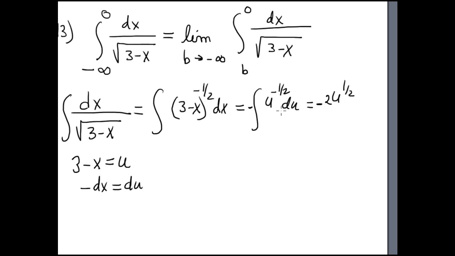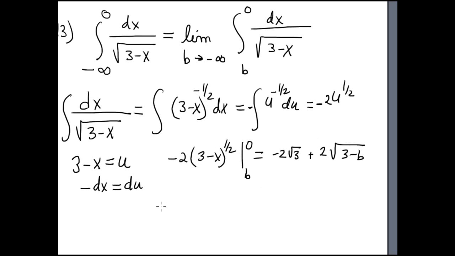So it is minus 2, where u is 3 minus x, raised to the half, evaluating between b and 0. Okay, this is minus 2. You evaluate the upper limit, which is 0 here, this is radical 3, and b here is plus actually, because it's double minus, 2 radical 3 minus b.